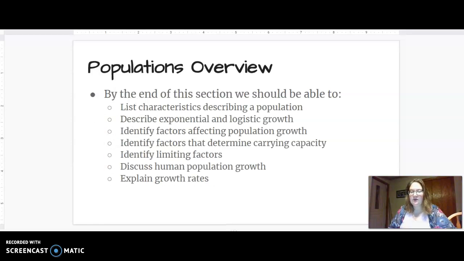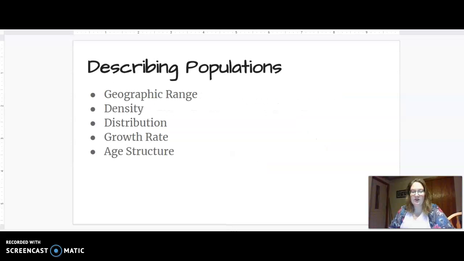By the end of the unit, we'll be able to understand how ecologists describe a population using characteristics. We'll be able to describe and recognize exponential and logistic growth. We'll be able to identify factors that affect population growth and determine carrying capacity. And we'll be able to identify the limiting factors that we talked about on the previous slide. In addition to those things, we'll be able to discuss, like an ecologist, human population growth, as well as explain growth rates.